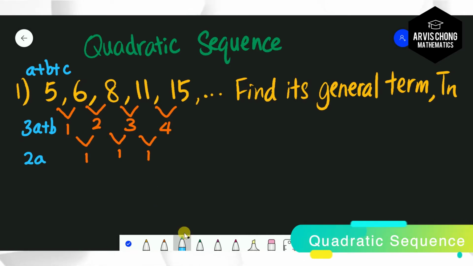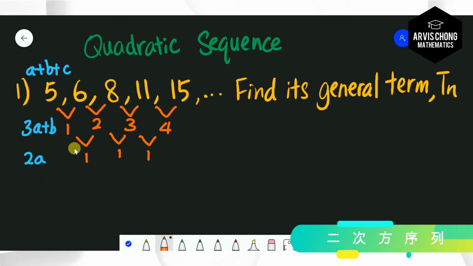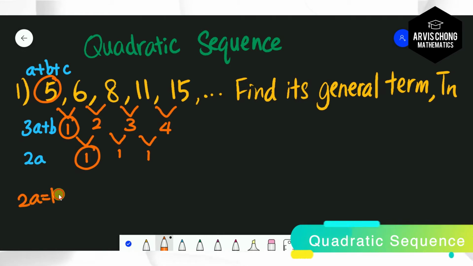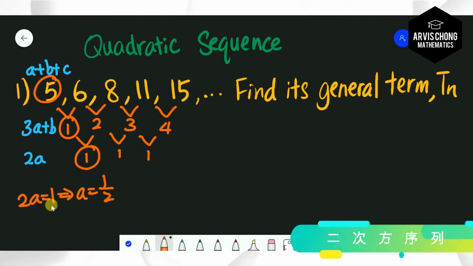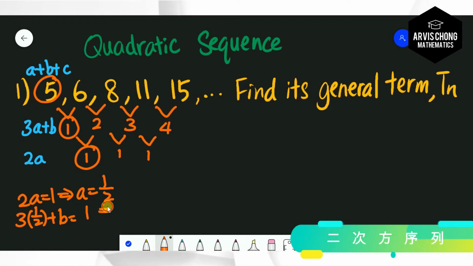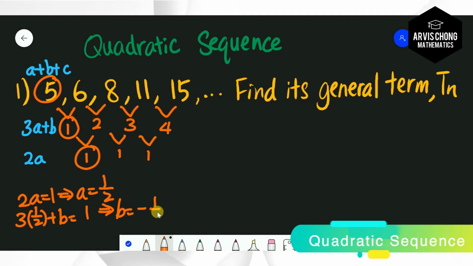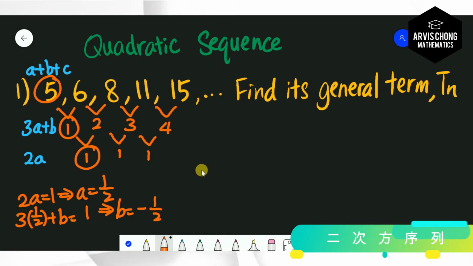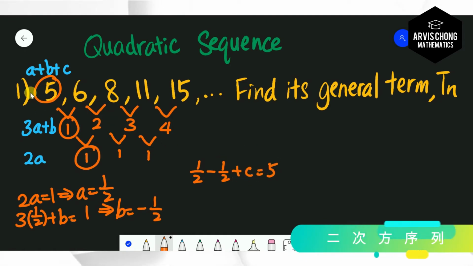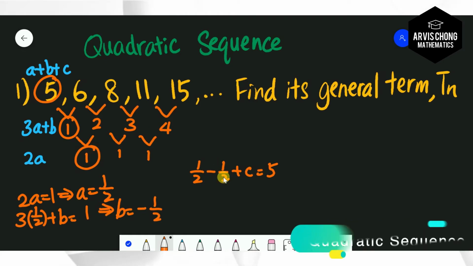Alright, so how do we find that? Okay, so in this case, we use the first number here. We always use the first number. Okay, so 2A equals 1, and my A will be 1 over 2, right? And then next, 3A plus B, so 3A, A is 1 over 2, plus B will equal 1, right? So if you use your calculator, then you will get your B is negative 1 over 2, right? Then the last one, C, so we know that A is 1 over 2, B is negative 1 over 2. So 1 over 2 plus negative 1 over 2, which is minus 1 over 2, plus C, right? Equals 5 here, okay? So we need to look at the first layer, alright?